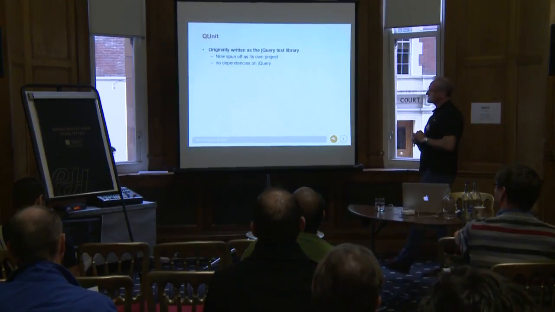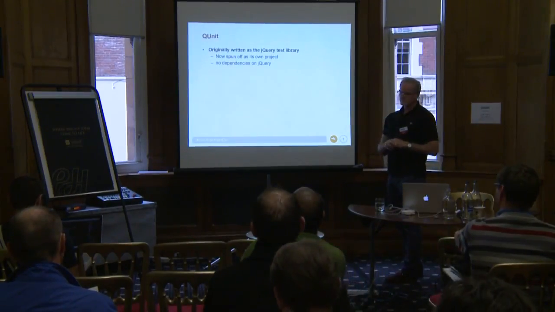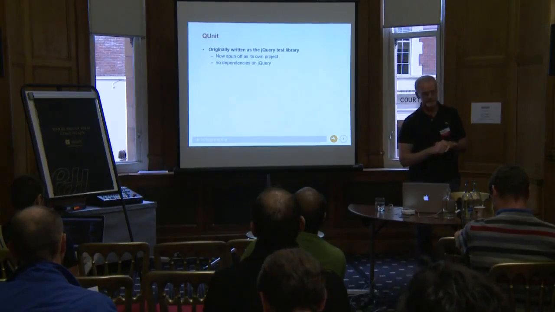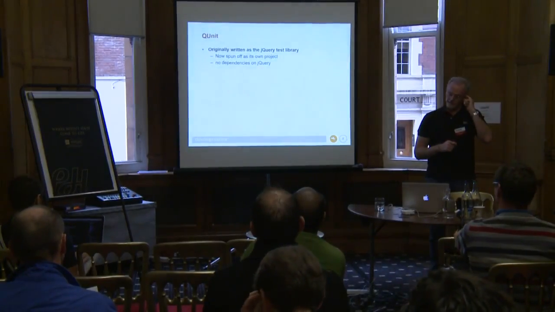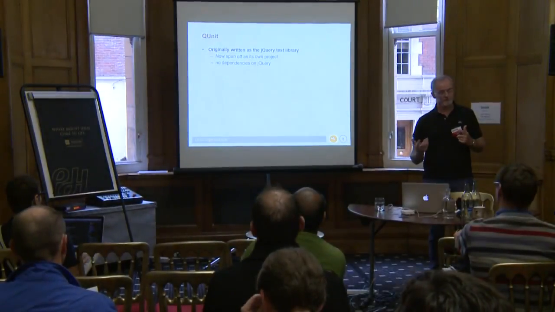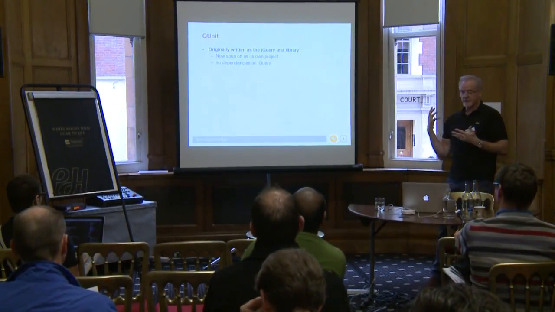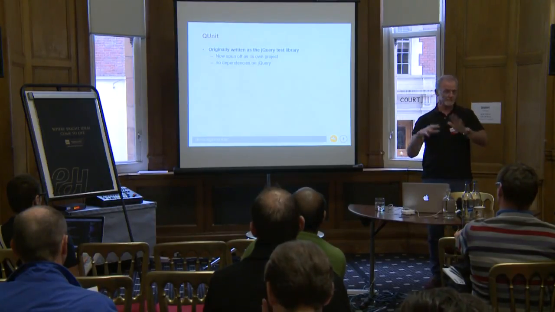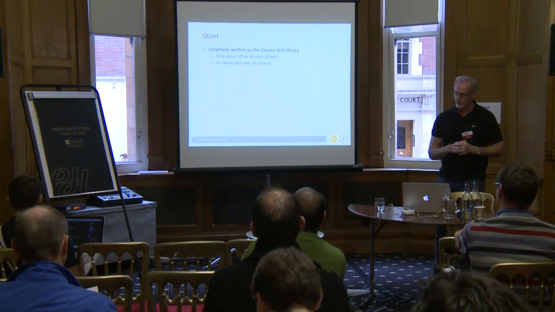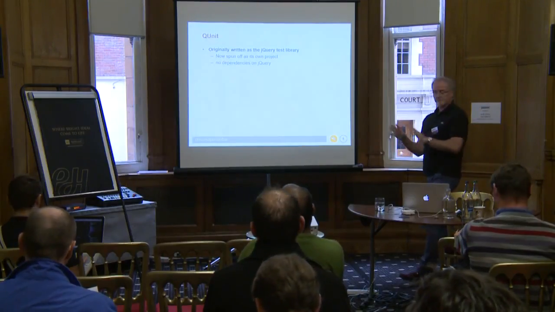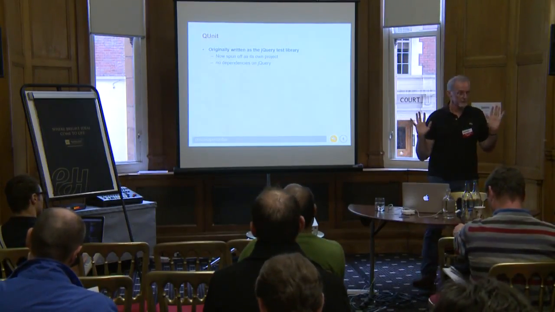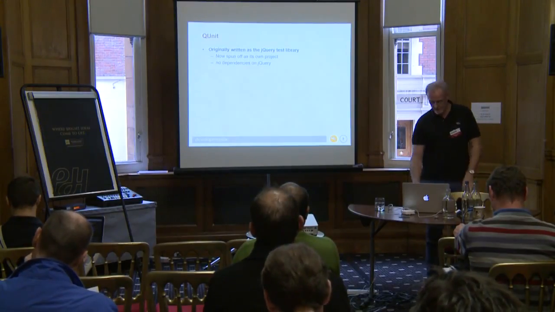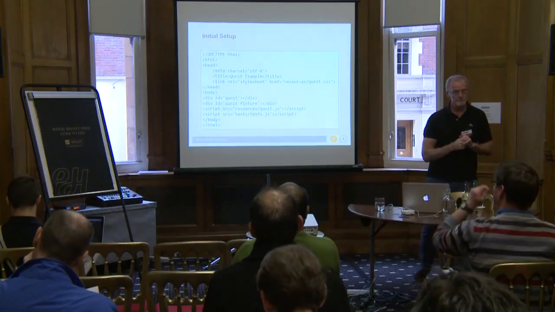So QUnit was originally written, I believe, by John Resig. John Resig is the guy that wrote jQuery originally. And it was written to help test jQuery. He was part of jQuery. It's now spun off into its own library, and you can just go and grab this thing and download it. It's up on the jQuery CDN site. There's no dependency on jQuery. So you don't need jQuery installed to use this as your test tool. And it's a very, very, very simple tool.